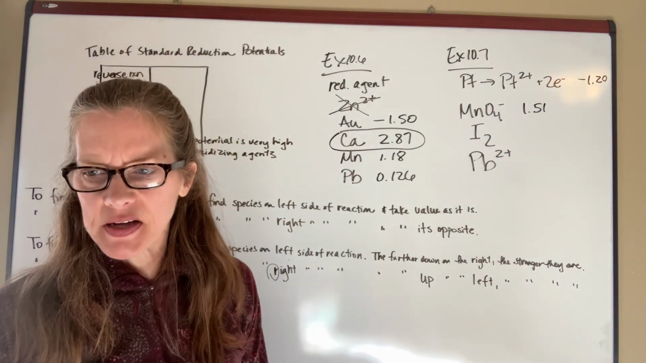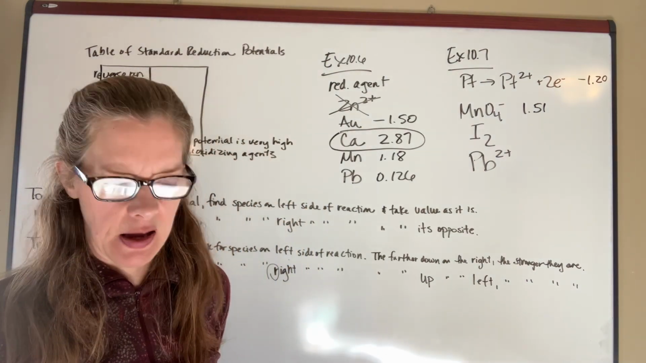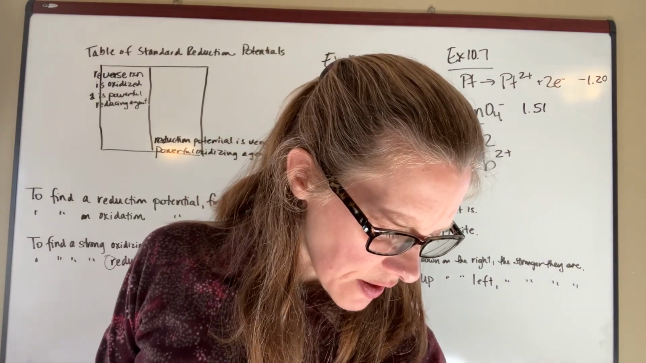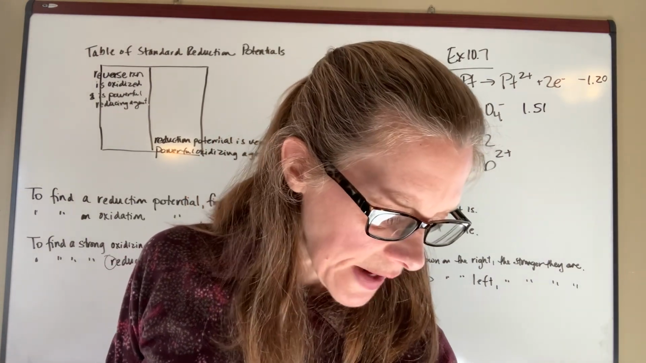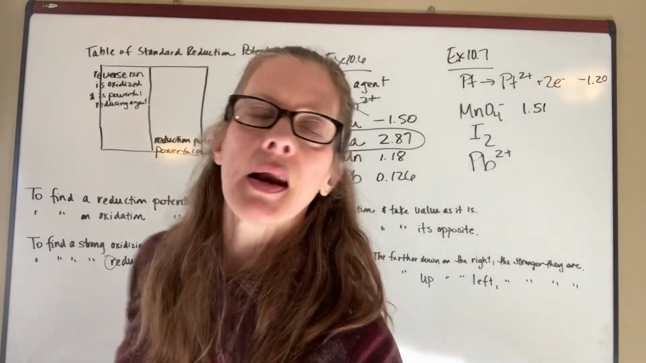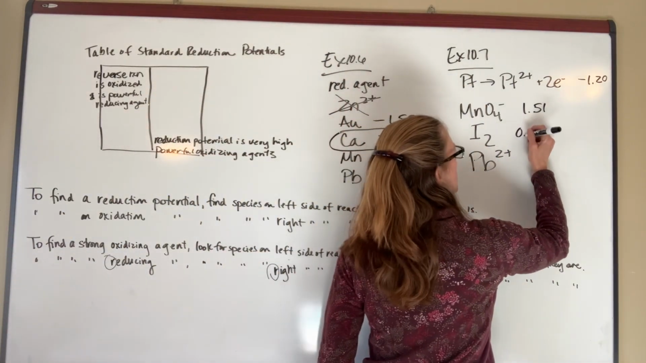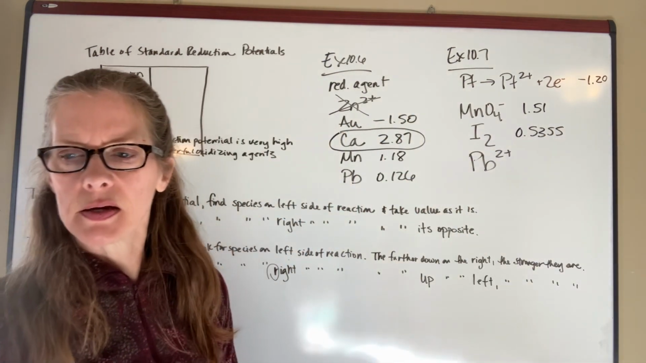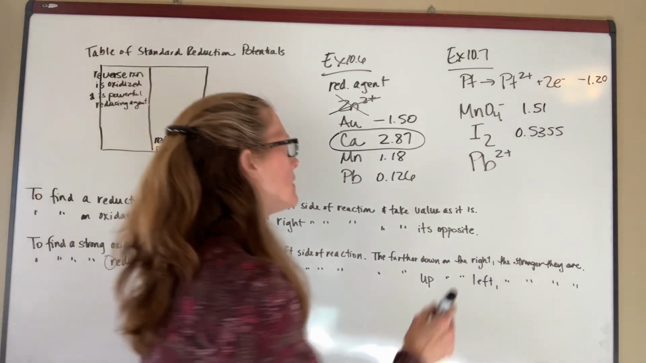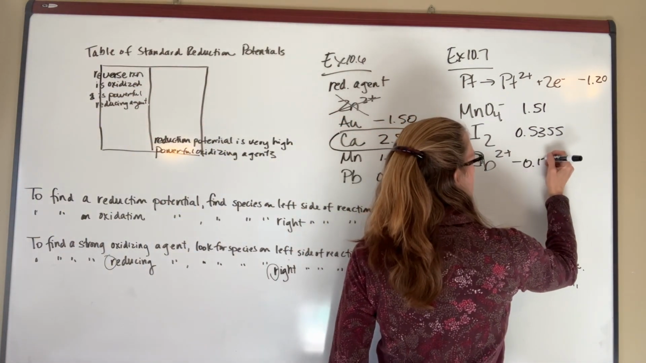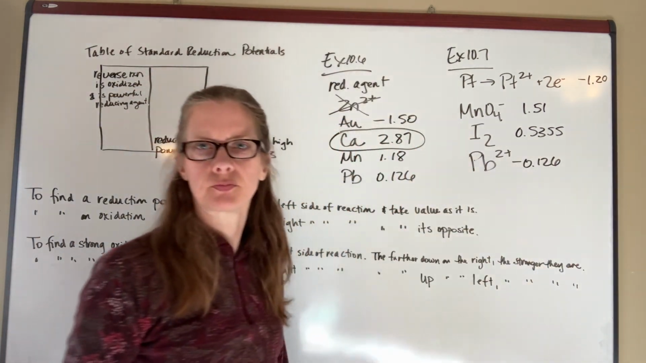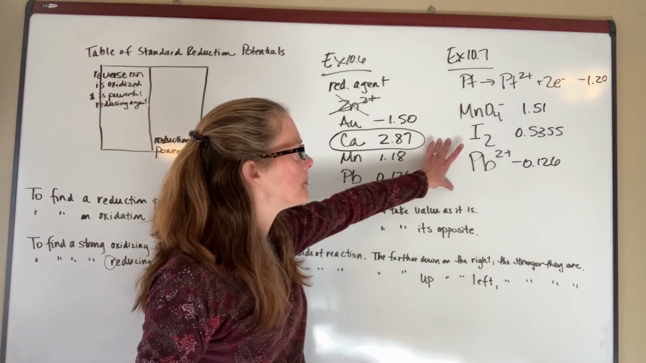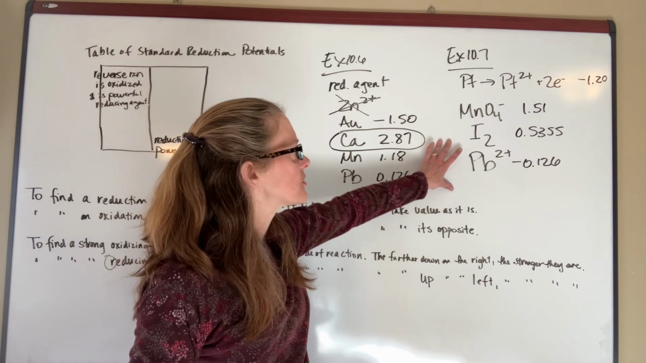The iodine, if you look at it, I believe it's also on the right-hand side. Yeah, about a third of the way down on the right-hand side. And you can see that that has a potential of 0.5355. And then the lead with a positive 2 is going to have a negative 0.126. Okay. So which one of these is going to be the best one to use?